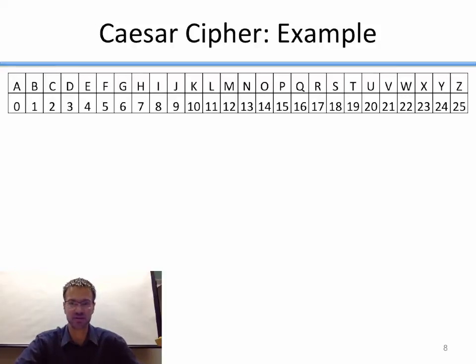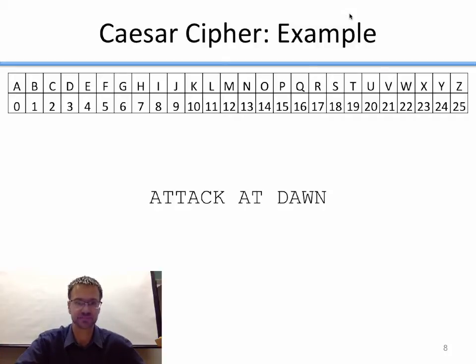So I'm going to draw up here at the top of the slide a little, I'll call it my key, where all I've done is I've written out the English alphabet A to Z, and then I've numbered it 0 to 25. There's nothing secret here. It's just there to help my math become easier. Now let's say that my secret message that I'm sending is attack at dawn.